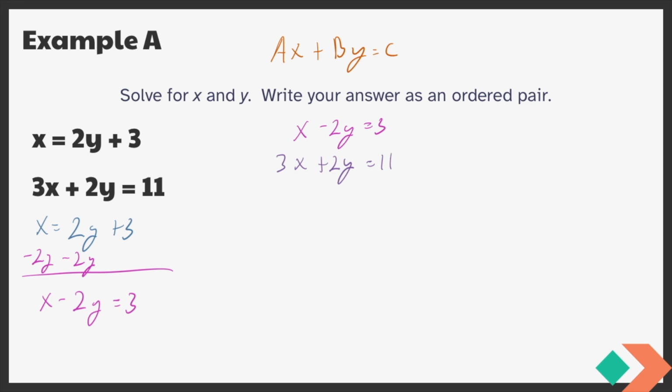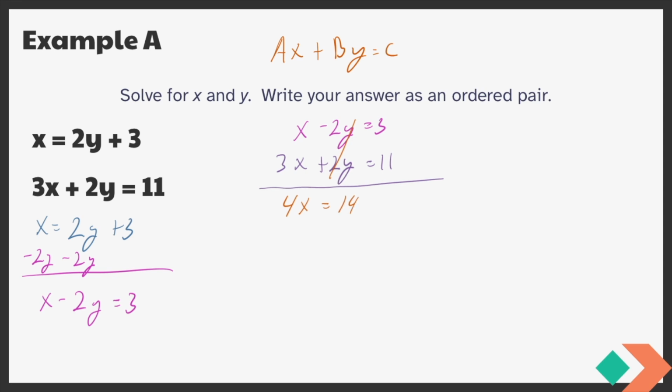equal to 11. Now I can see here that I'm not going to have to do any multiplying because these negative 2y and positive 2y are going to cancel each other out. So I'm going to go ahead and just do that. So we've got negative 2y and positive 2y. These are going to cancel. x and 3x are going to give me 4x. I'm going to end up with 4x equals 14.